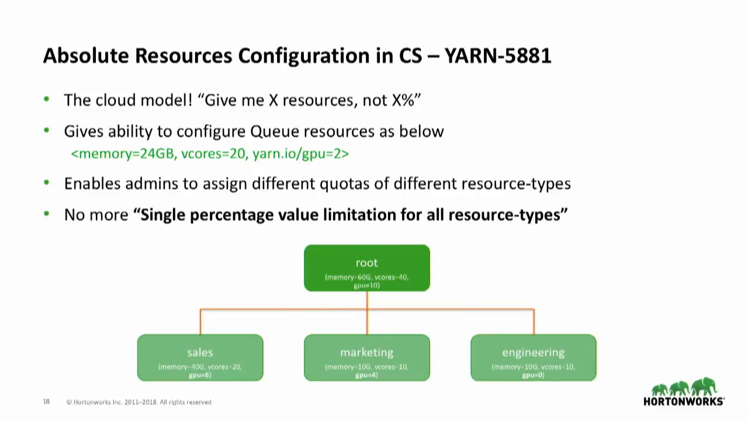Given this opportunity, we can address another problem. Previously, since we set the percentage for all the resource types, there was a single percentage value for all the resource types. But when we do absolute resources, we can solve this problem. We can avoid this kind of thing happening and make this more flexible.